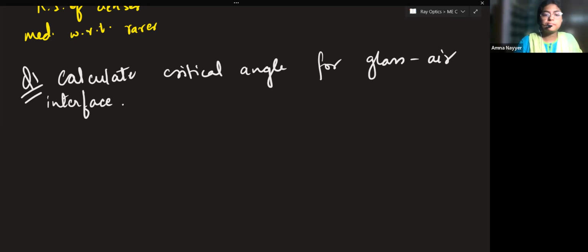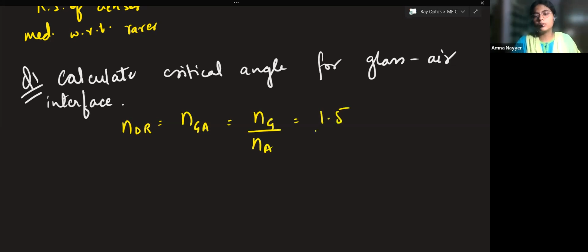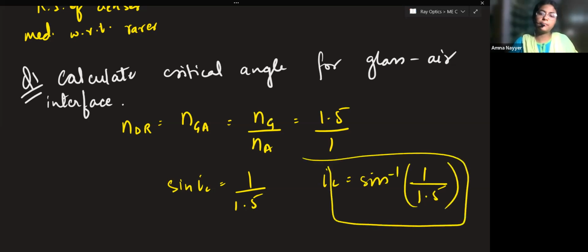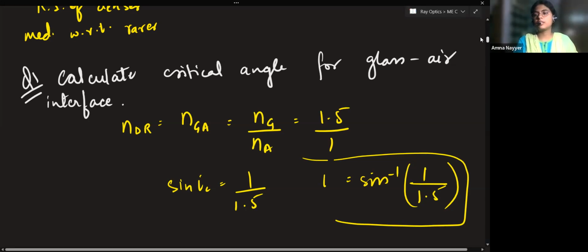All right. So see, NDR will be what? Denser is glass, rarer is air. So that becomes N glass divided by N air. So 1.5 by 1. Or for sin IC, you can simply reciprocate it, 1 by 1.5. So critical angle will be sine inverse 1 by 1.5. This will become the angle. This was a very easy question.